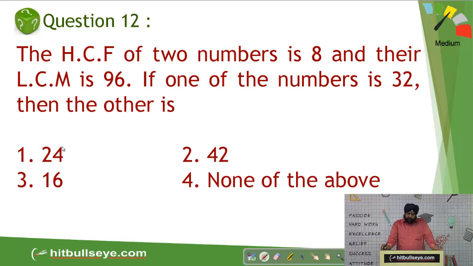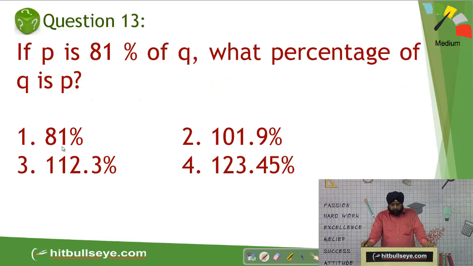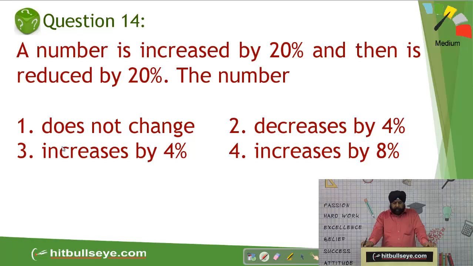Again, simple question of HCF and LCM. I can give you the hint. The product of HCF and LCM is equal to the product of the numbers. Now you can solve it yourself. P is 81% of Q. What percentage of Q is P? Very simple question of percentage. This is again for your practice. Now next question. A number is increased by 20%, then it is reduced by 20%. The number, now finally. Very simple question. You know, when a number is increased by 20%, it becomes 6/5 of itself.